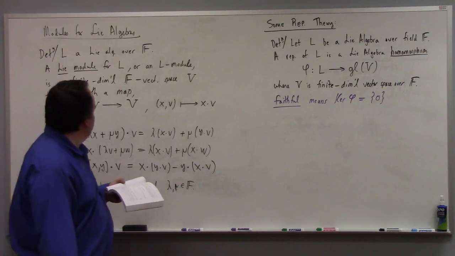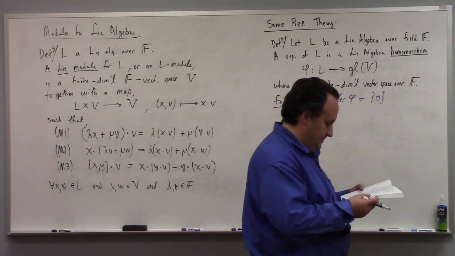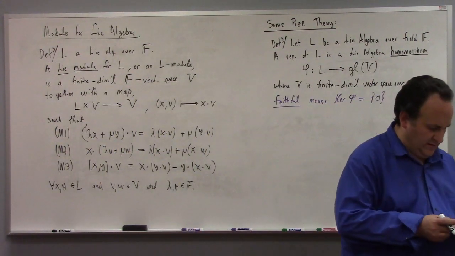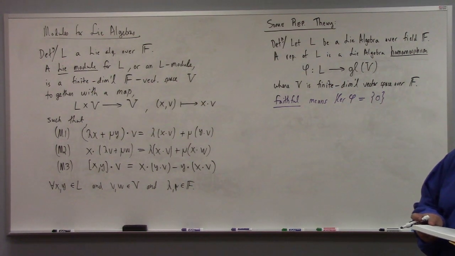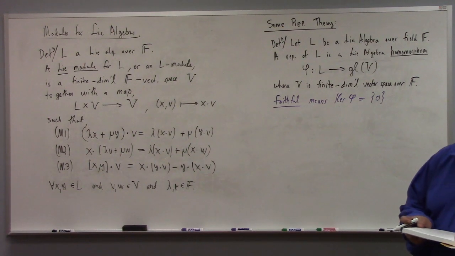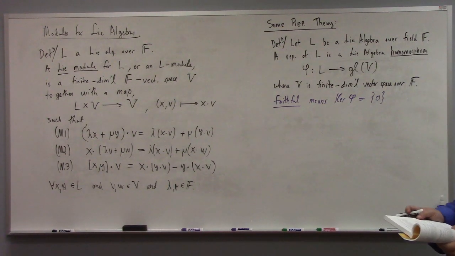So this is a Lie module. He says, for example, if V is a vector space, L is a Lie subalgebra of GL(V), then one can readily verify that V is an L module, where x dot v is the image of v under the linear map x. Axioms M1 and M2 are equivalent to saying that the map (x, v) maps to xv is bilinear.